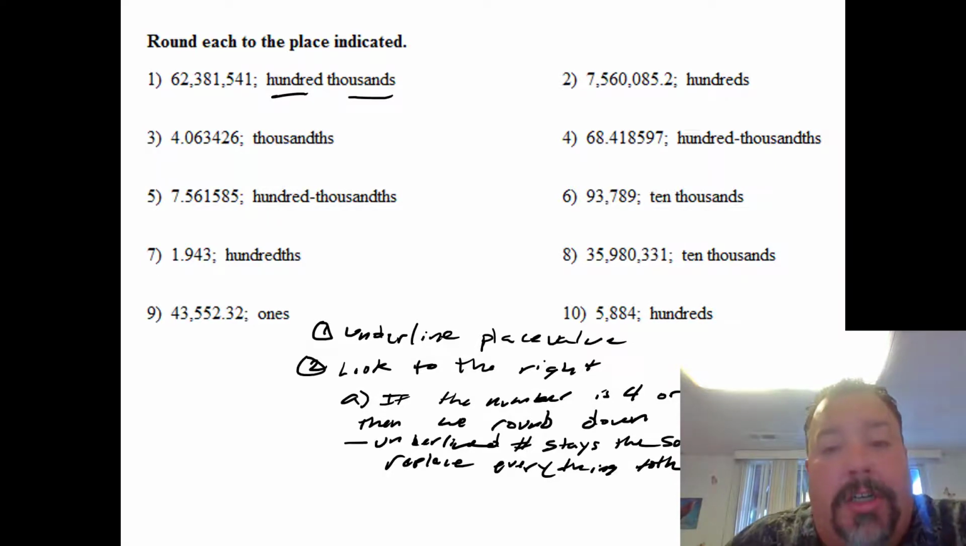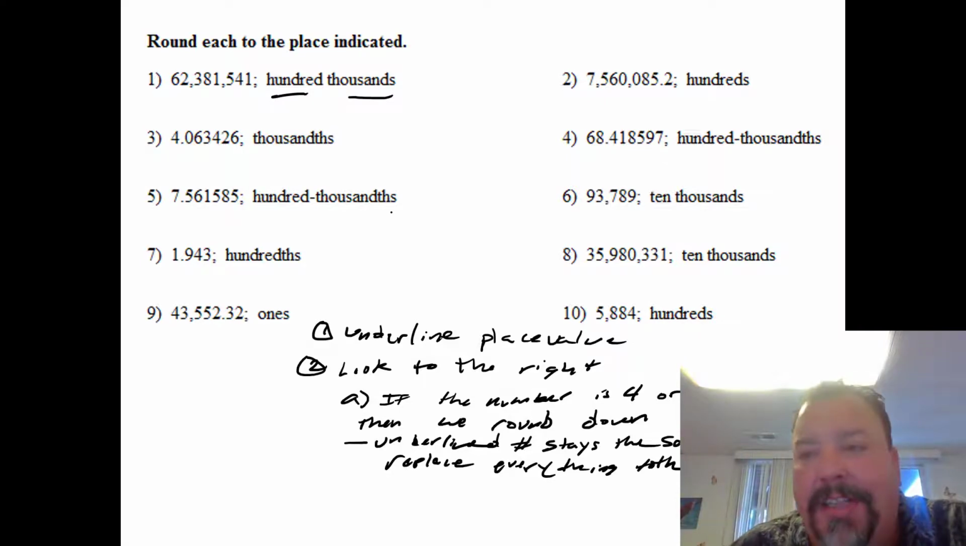So step one, underline the place value. Step two, look at the number to the right. And if the number to the right is 4 or below, then we're going to round down. By rounding down, the underlined number is going to stay the same, and everything to the right is going to become a 0.